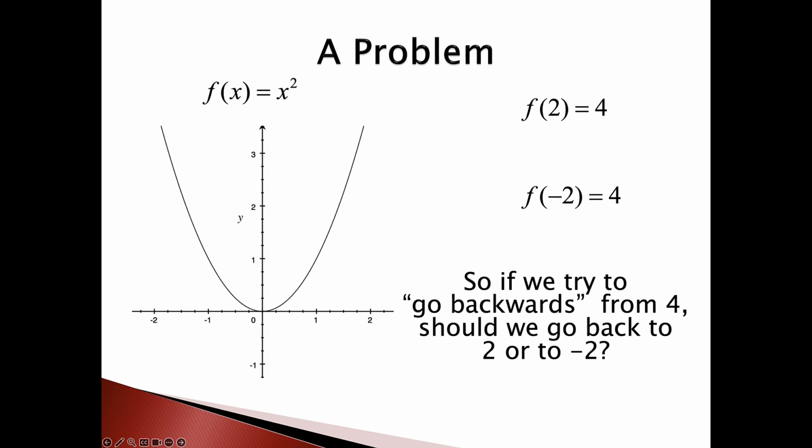Oh, crud, that's a problem, right? I don't know which one I should go back to. This function doesn't have an inverse because remember, a function should match up a number with only one answer, and there's two answers for this. So not every function is going to have an inverse. Only a function where there's an obvious choice of what to go back to.